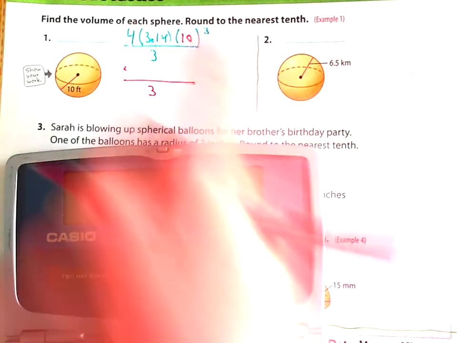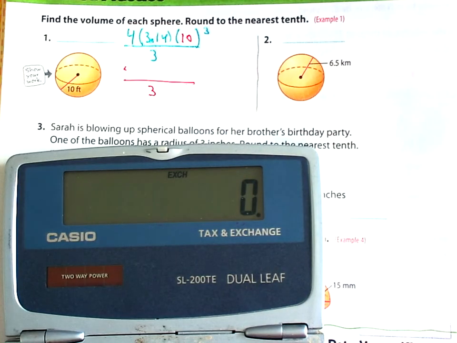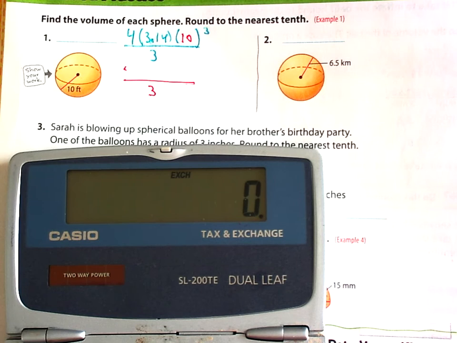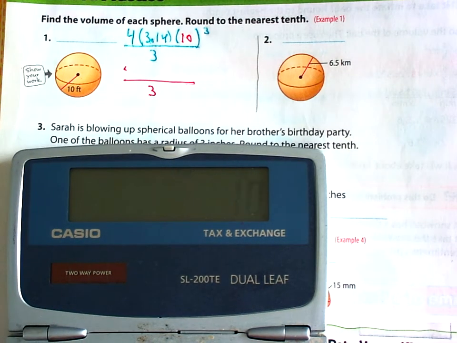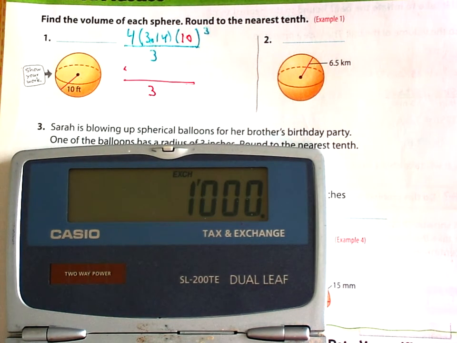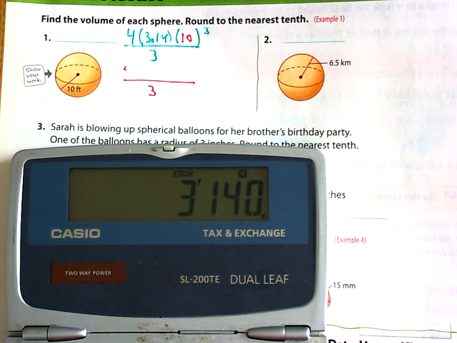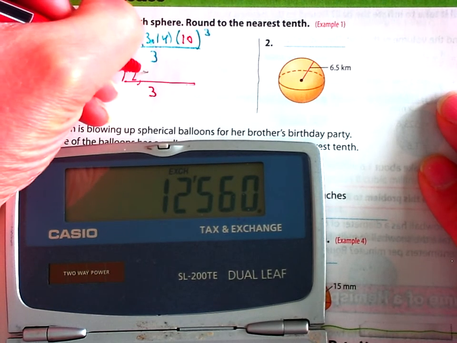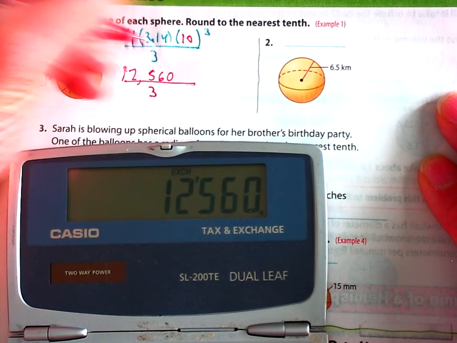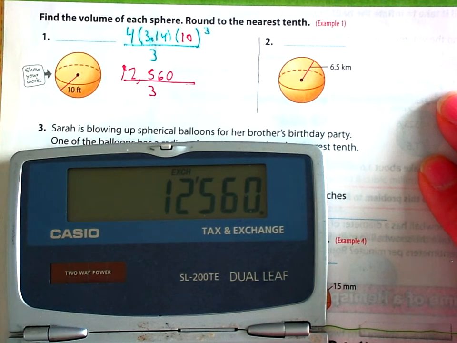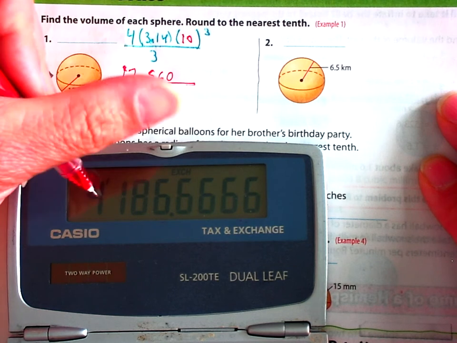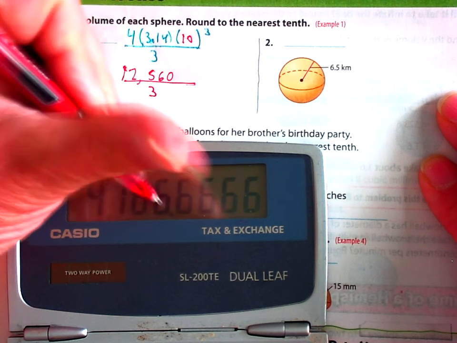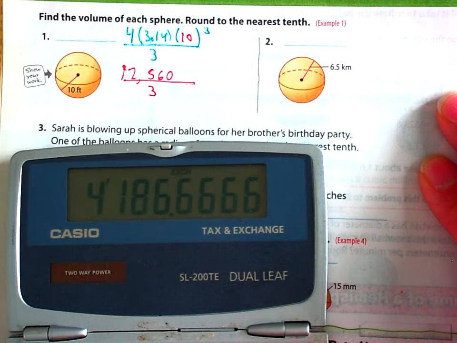Because I have to do 10 to the third, and maybe I don't know my cubes as well as I do my squares, I'm going to go 10 times 10 times 10, and I get 1,000. I'm going to multiply that by the 3.14 times the 4. And I get 12,560. Now I need to divide this by the 3. And I get 4,186.6, and then I have all that repeating.